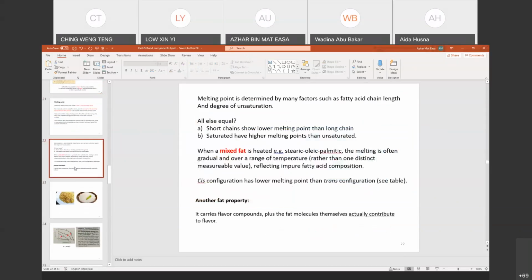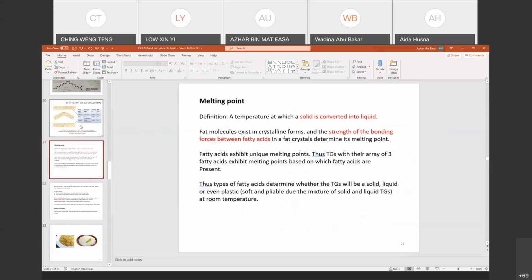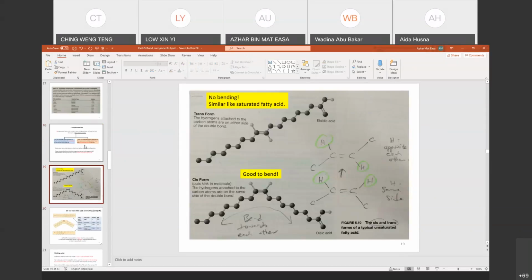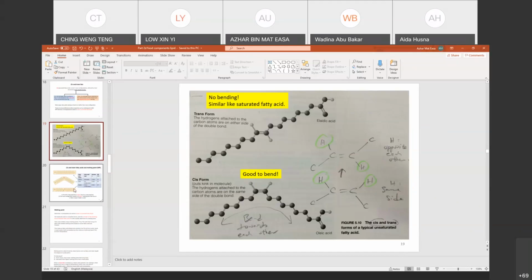All right, so we've done that. You should be able to answer what are the implications of cis and trans configurations on melting point of fats. So that was the answer. Okay.